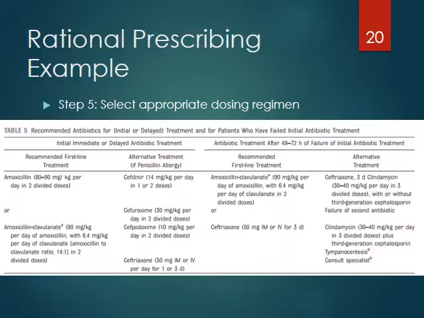So you look here under your first line recommended treatment. You can see it's amoxicillin. You can use between 80 to 90 milligrams per kilogram per day in 2 divided doses. So there we already know we're going to be using twice a day dosing. And so that's our first line. That's what you should go with most of the time.